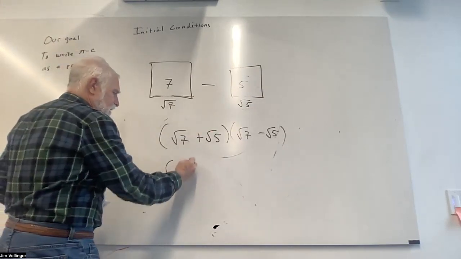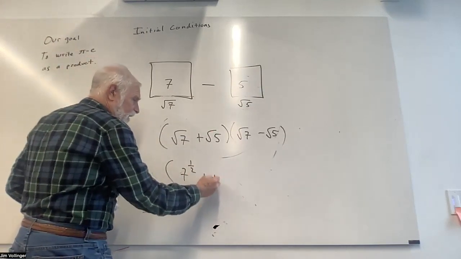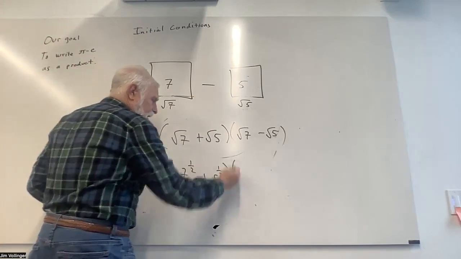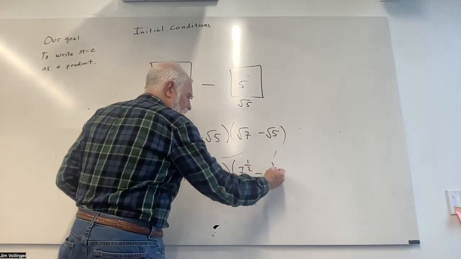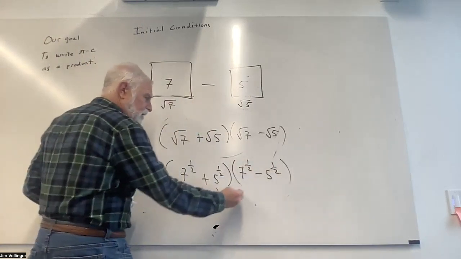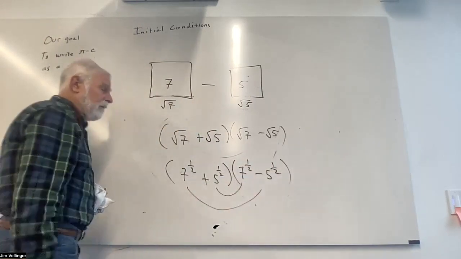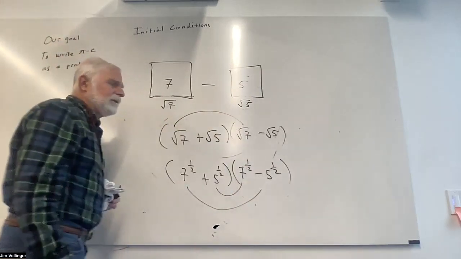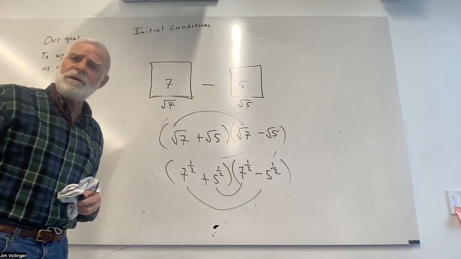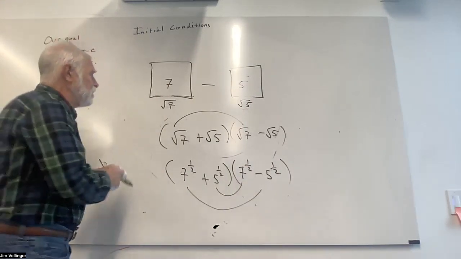Is there another way to write that? Yes. 7 to the 1/2 plus 5 to the 1/2 times 7 to the 1/2 minus 5 to the 1/2. What happens to the middle terms? 35 minus 35, gone. And what is the square root of 7 times the square root of 7? Some of you may not quite know yet, so let's do an easier one.